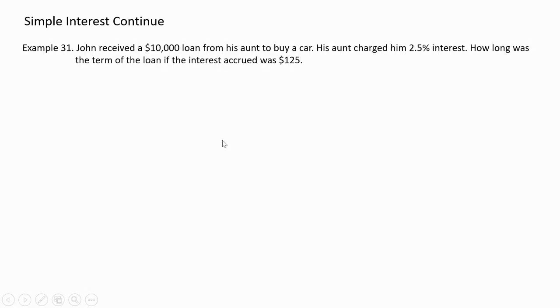Okay, now example 31. John received a $10,000 loan from his aunt to buy a car. His aunt charged him 2.5% interest. How long was the term of the loan if the interest accrued was 125? Okay, for this one, this was the interest earned, right? The interest accrued. So we're going to use this formula here because this is the interest that accrued.